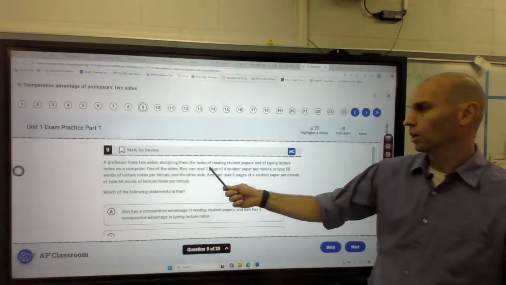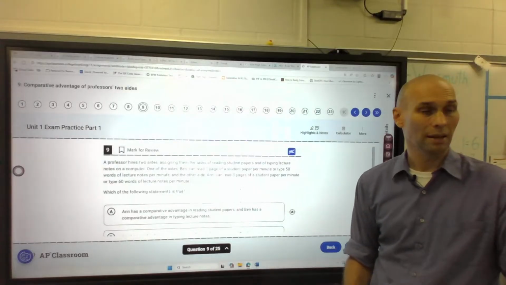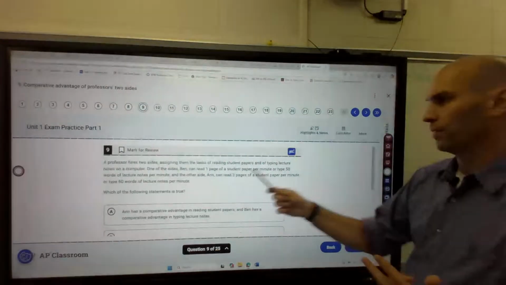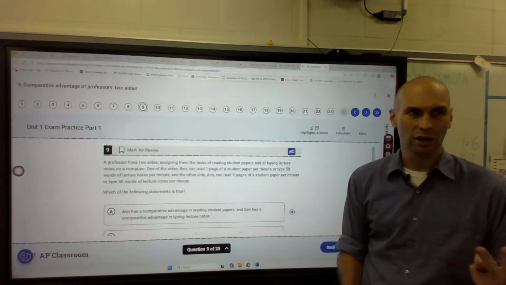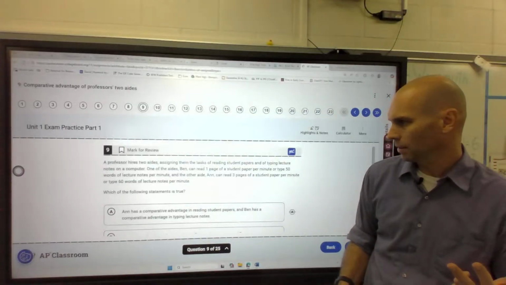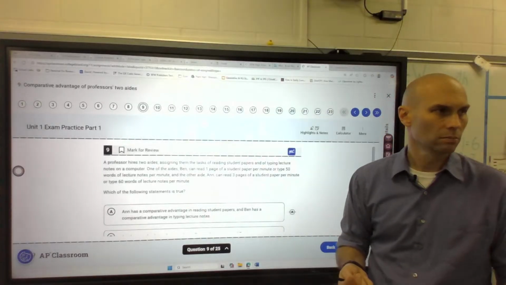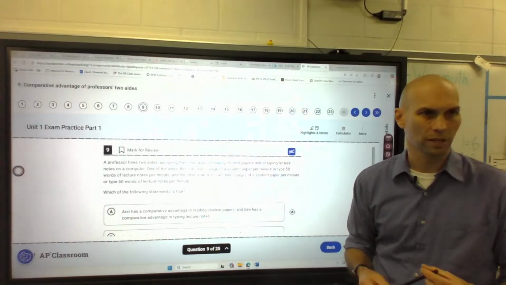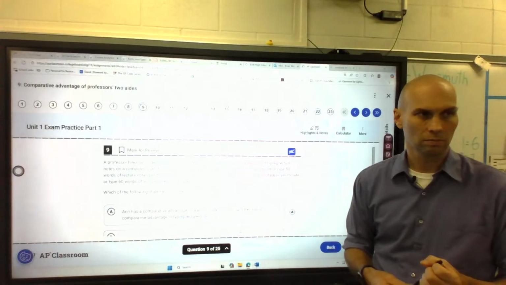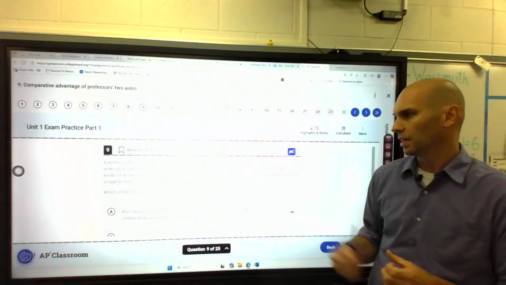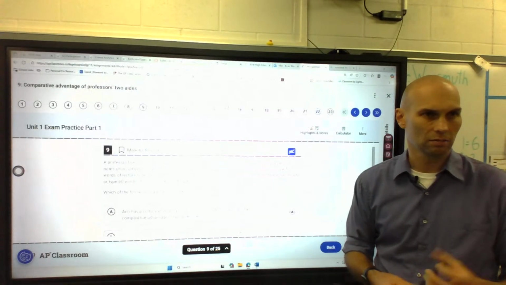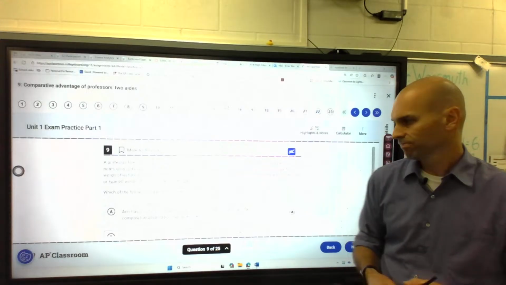Well, 1 to 3. She's 3 times better at reading pages, or 50 to 60. She's a little bit better at typing. So which one does she have the comparative advantage in? Reading pages. That means Ben has a comparative advantage in typing notes. Good enough?